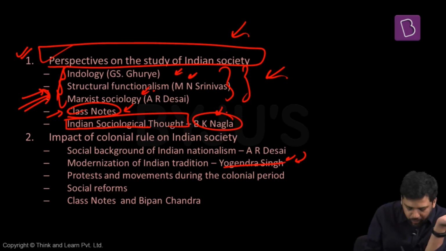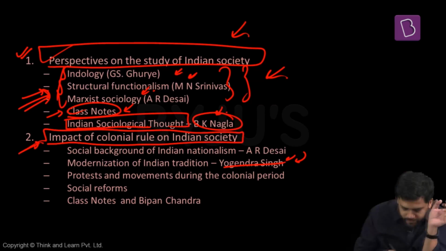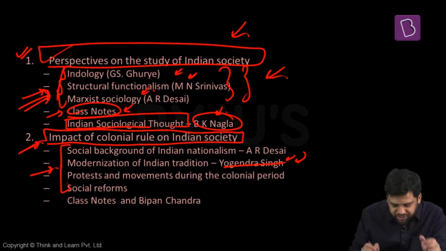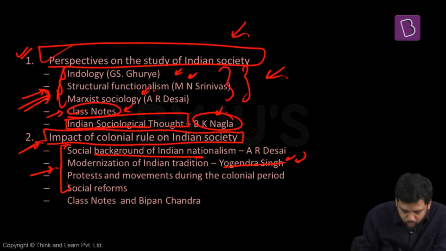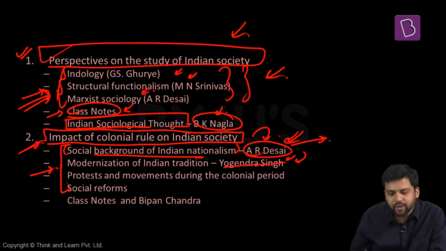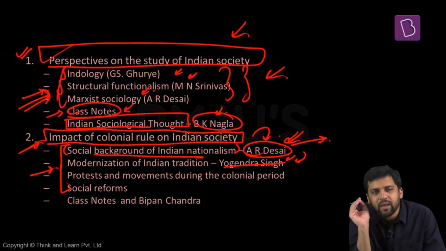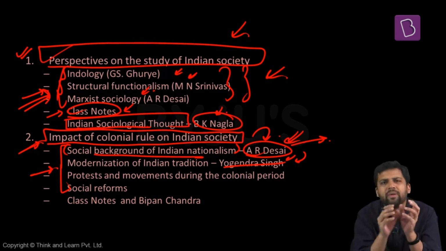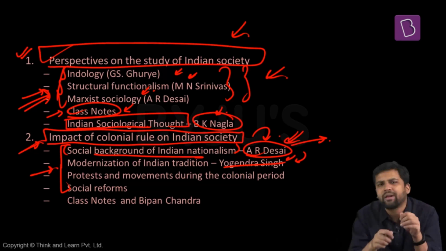Only a few chapters here. The next topic is the impact of colonial rule on Indian society. This chapter has four subtopics. First is the social background of Indian nationalism. Coincidentally, the name of the topic also happens to be the name of the book written by A.R. Desai. So for this topic, you can purchase this book, Social Background of Indian Nationalism. But when you purchase it, you just need an easy reading, not a very detailed one. Go through the entire book, but don't spend too much time on it.